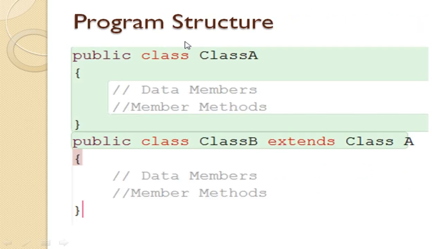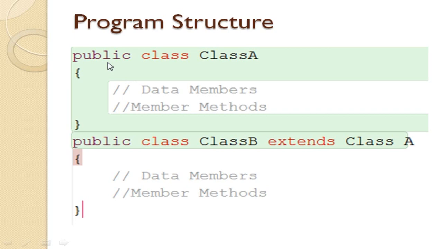Now we are going to see the program structure. Since you are using BlueJ, these are two different classes. You cannot write one below the other, so I have just shown you an illustration. In the next video we will see a program on how to create inheritance with two different classes, and how to link the data members and the member methods.